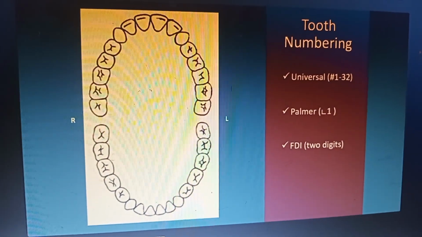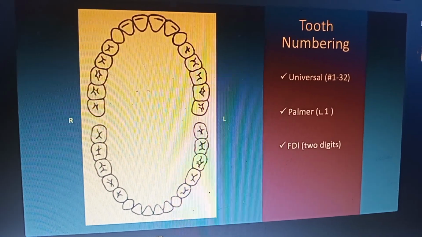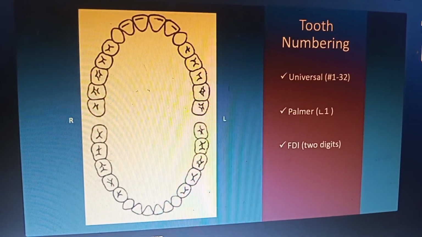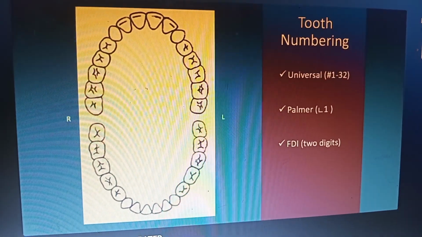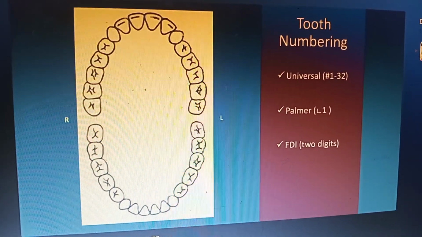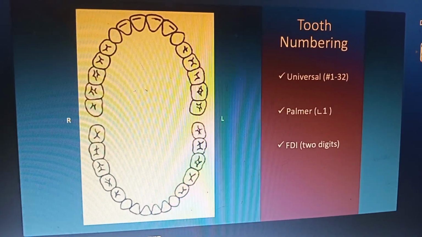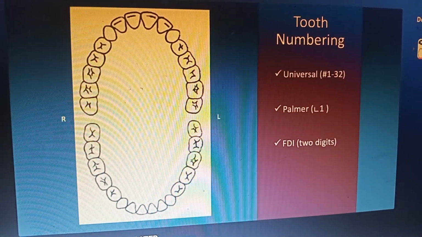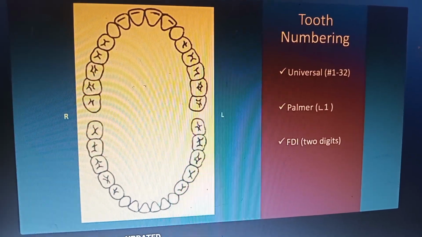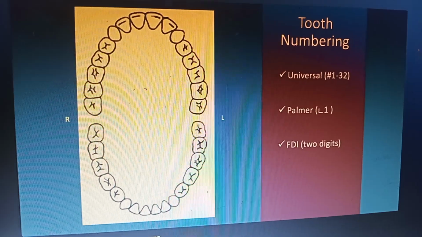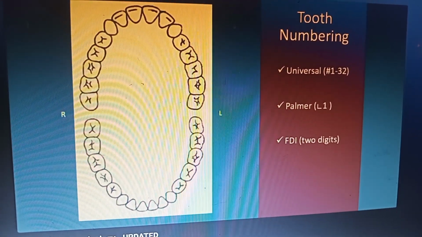Alright, so I told you there are 32 adult teeth, but how do we number them? Well, there are three main numbering systems that dental professionals use today, depending on where you live in the world. The FDI system is used in most places in the world, just like the metric system. The universal numbering system is used in the United States, and the Palmer notation is used in certain specialties, particularly orthodontics and oral surgery. And I'll tell you why in just a second.